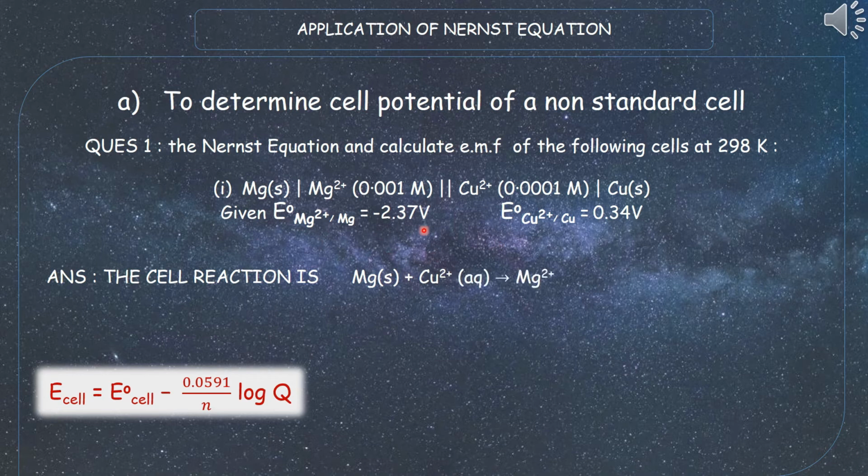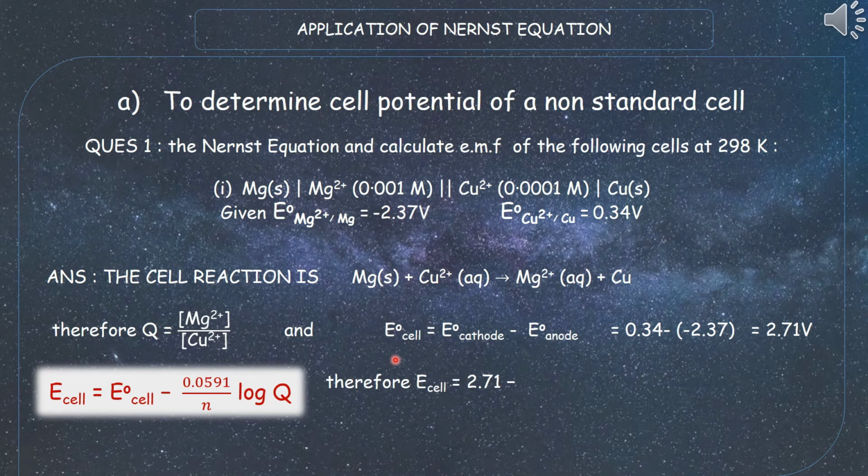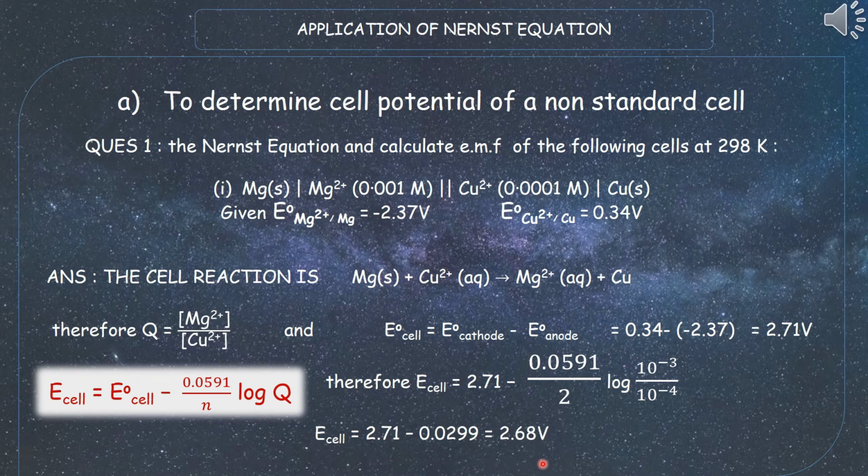The standard reduction electrode potentials of magnesium and copper are given. To write the redox reaction, you should know the expression for Q. It is the concentration of product divided by the concentration of reactant, which comes out to be the concentration of magnesium divided by the concentration of copper. So if you apply this, you will get E cell, which is 2.68 volt. So we can determine the cell potential of a non-standard cell. It's one of the applications of the Nernst equation.